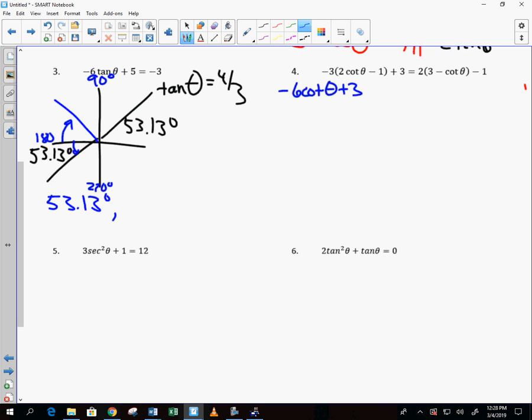Because we are in the third, you see how we're in the third quadrant, right? That's between 180 and 270. So if we did 180 plus 53, that would bring us into the third quadrant. If you did 180 minus 53, that would bring us out of the third quadrant. So you add it. You want to be between 180 and 270.